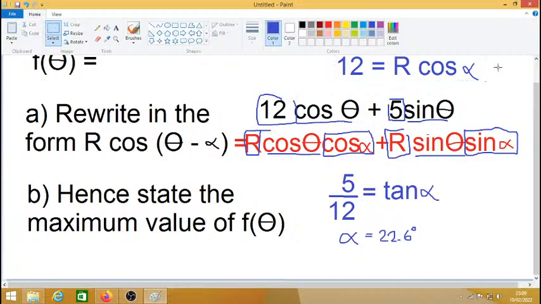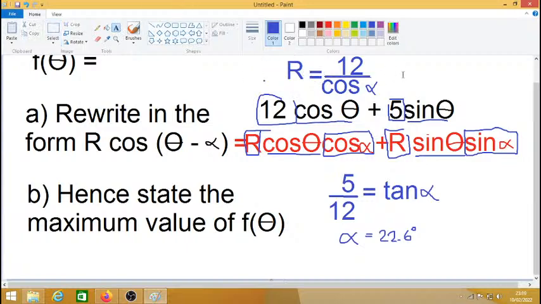Let me just rearrange that for r. So take the cos alpha across. So r is equal to 12 over cos alpha. Type that into your calculator using alpha is 22.6, and that gives you, I'll just give you a second to do that. Okay, hopefully you've done that by now, and that will give you 13, simply 13.